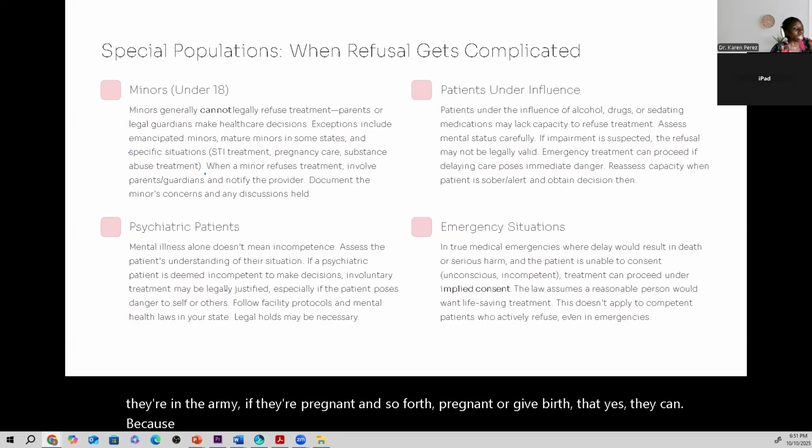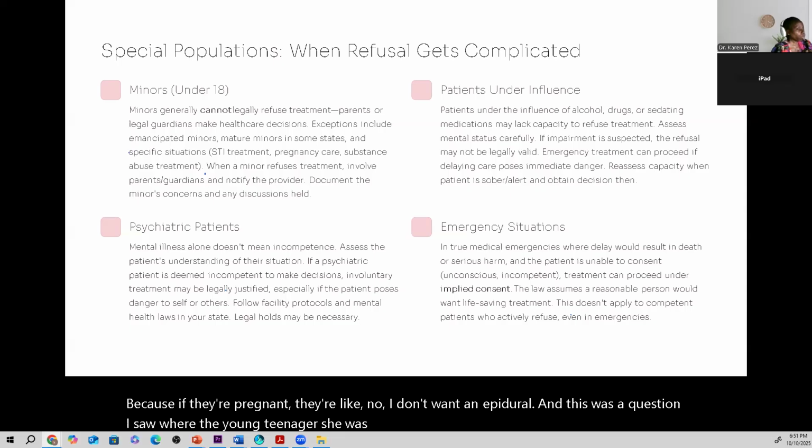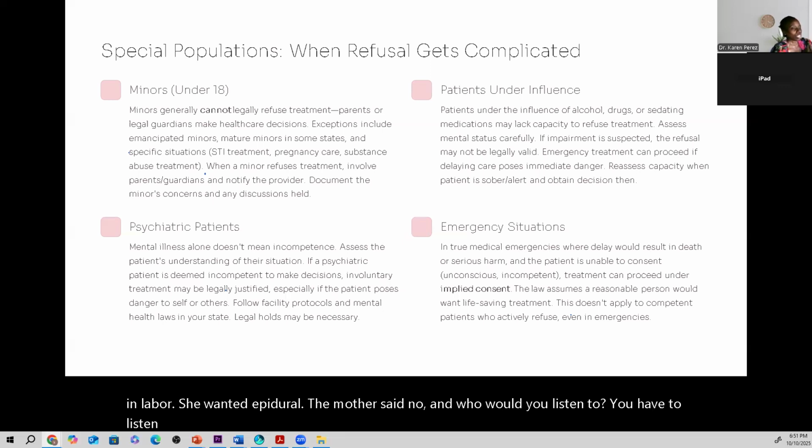Because if they're pregnant, they might say, no, I don't want an epidural. And this was a question I saw where a young teenager was pregnant and the mother was there while she was in labor. She wanted the epidural. The mother said no. Who would you listen to? You have to listen to the patient, who is a child. But she's pregnant, right? So you listen to her.